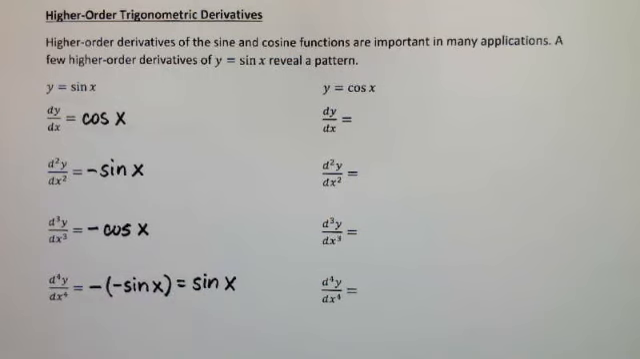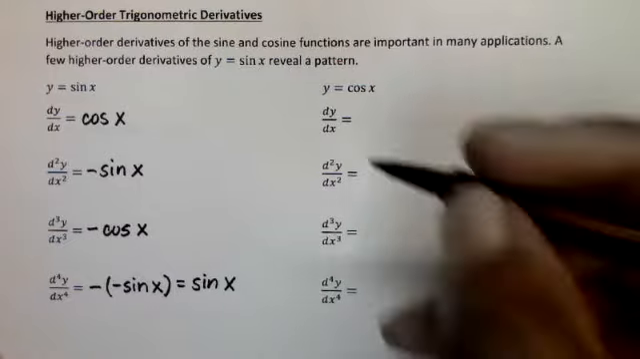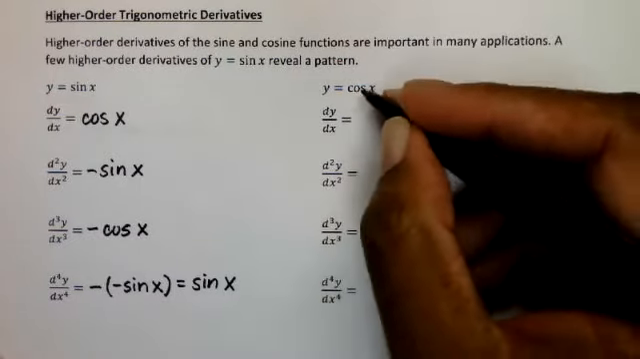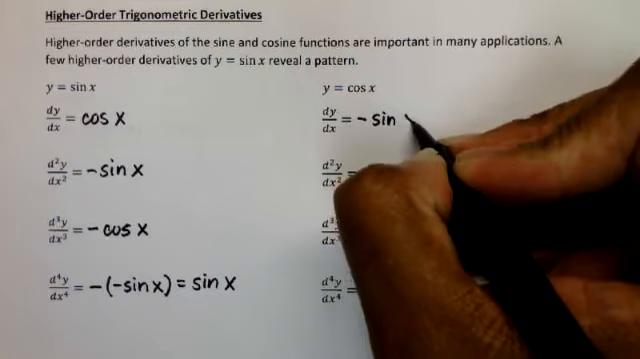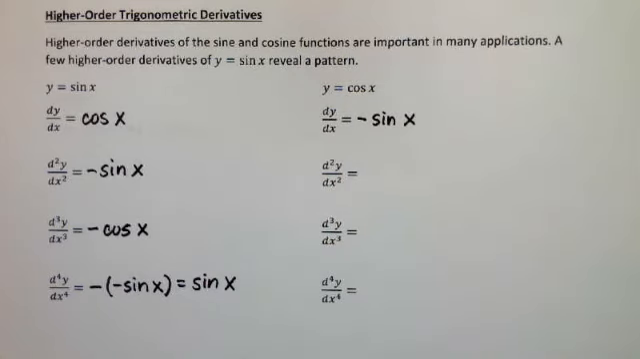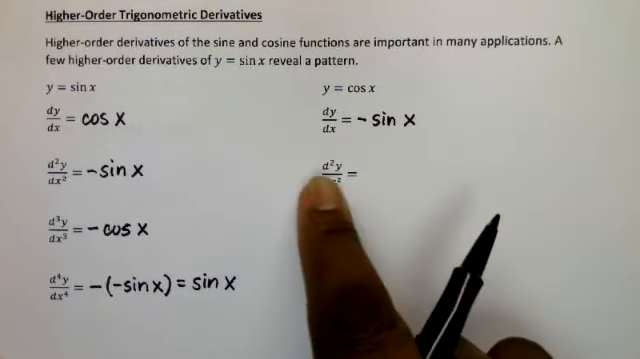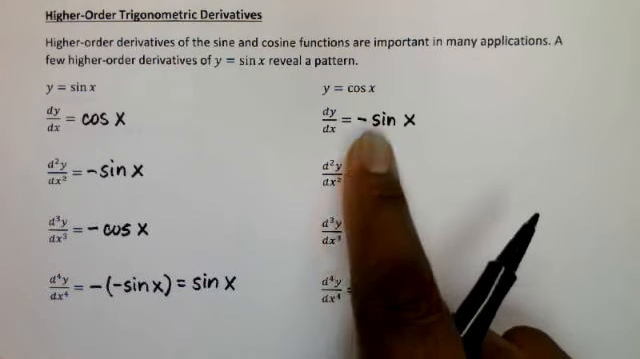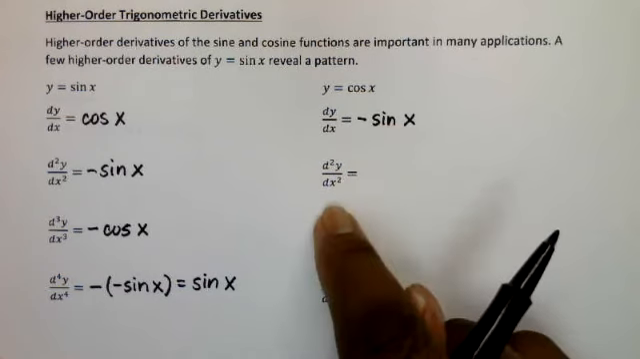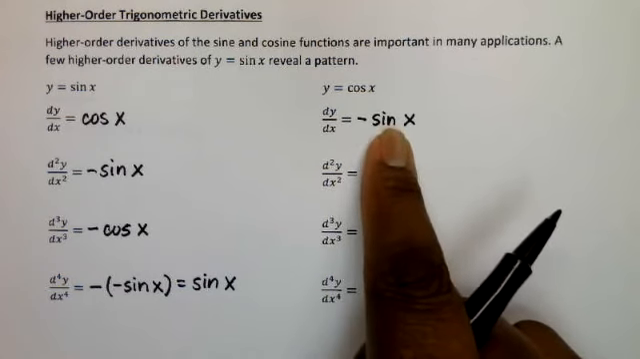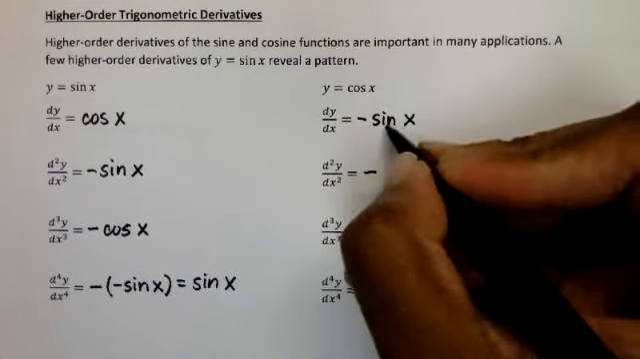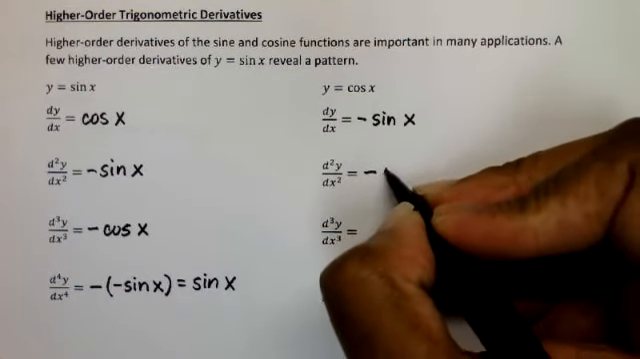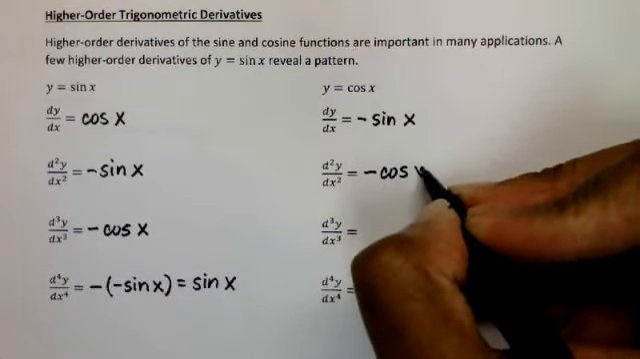Now let's look at the cosine of x, y equals cosine of x. For the first derivative, the derivative of cosine of x is negative sine x. Now for the second derivative, we need to take the derivative of the first derivative. That means we need to take the derivative of negative sine of x. Bring the negative sign down, and the derivative of sine of x is cosine of x.